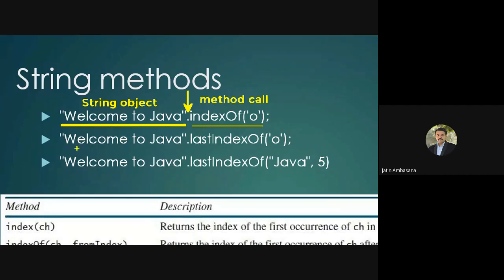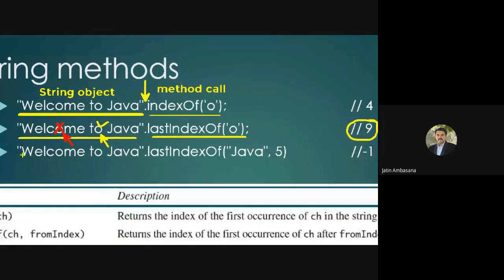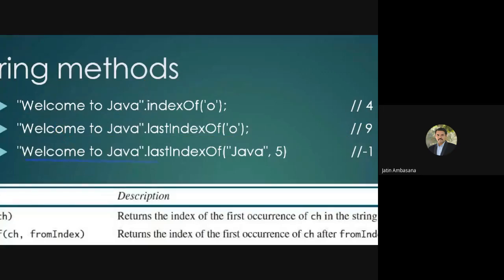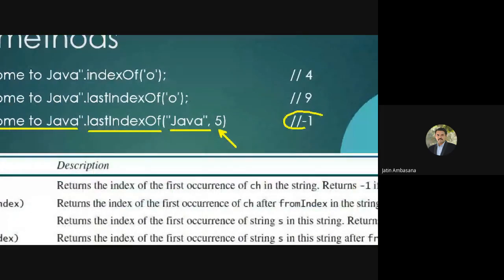You can also say "welcome to Java".lastIndexOf O. When you say indexOf O, it will give you the first index. When you say lastIndexOf O, it will give you the index of this particular O, not this one, and that is 9. Similarly, when you say "welcome to Java" and lastIndexOf Java after location 5, that will give you -1.